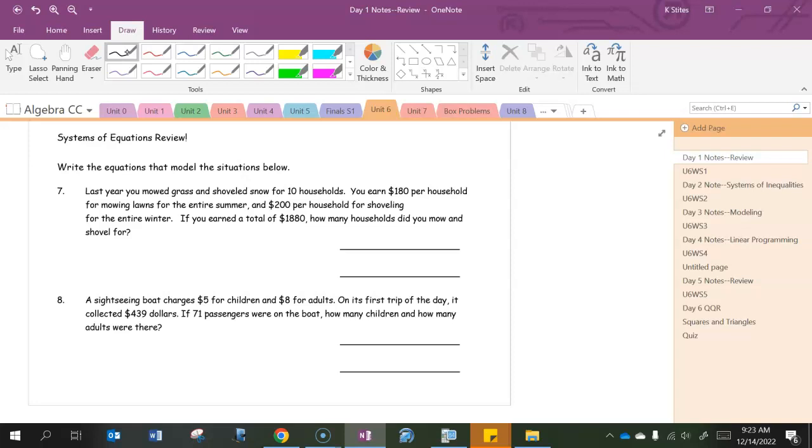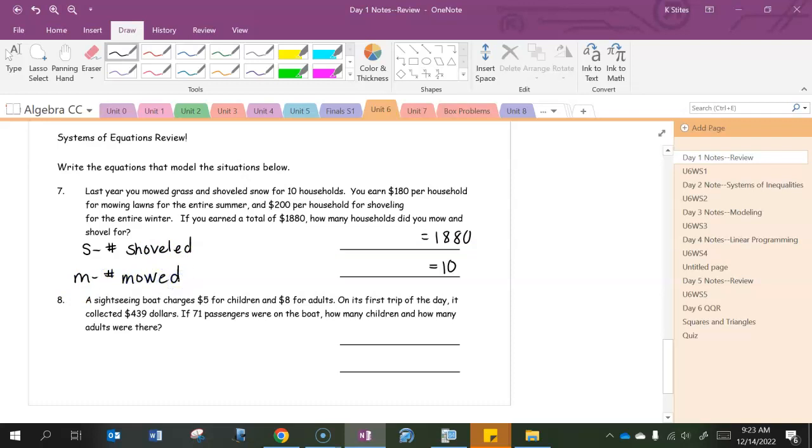So the first thing I'm going to do is look for my totals. One of my totals is $1,880. That's how much money I made. But another total is 10 because that's how many households I did this for. I'm going to use S for the number that I shoveled. And I'm going to use M for the number of lawns that I mowed.